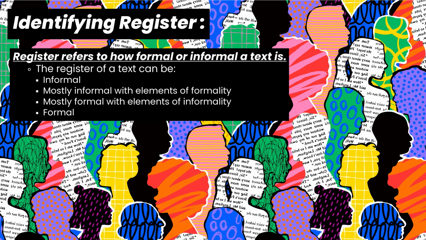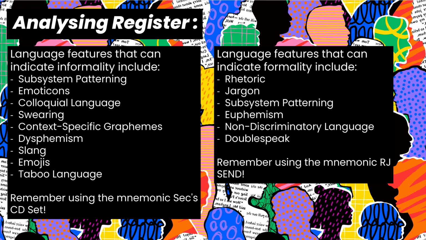Now, when we're thinking about those texts that are mostly informal or mostly formal, they will absolutely have both formal and informal language features. But a text that is mostly informal is, of course, going to have more of those informal language features that are used more often throughout the text. Whereas a text that is mostly formal is going to have a majority of formal language features with only some informal language features mixed in. So, what do I mean by formal and informal language features?